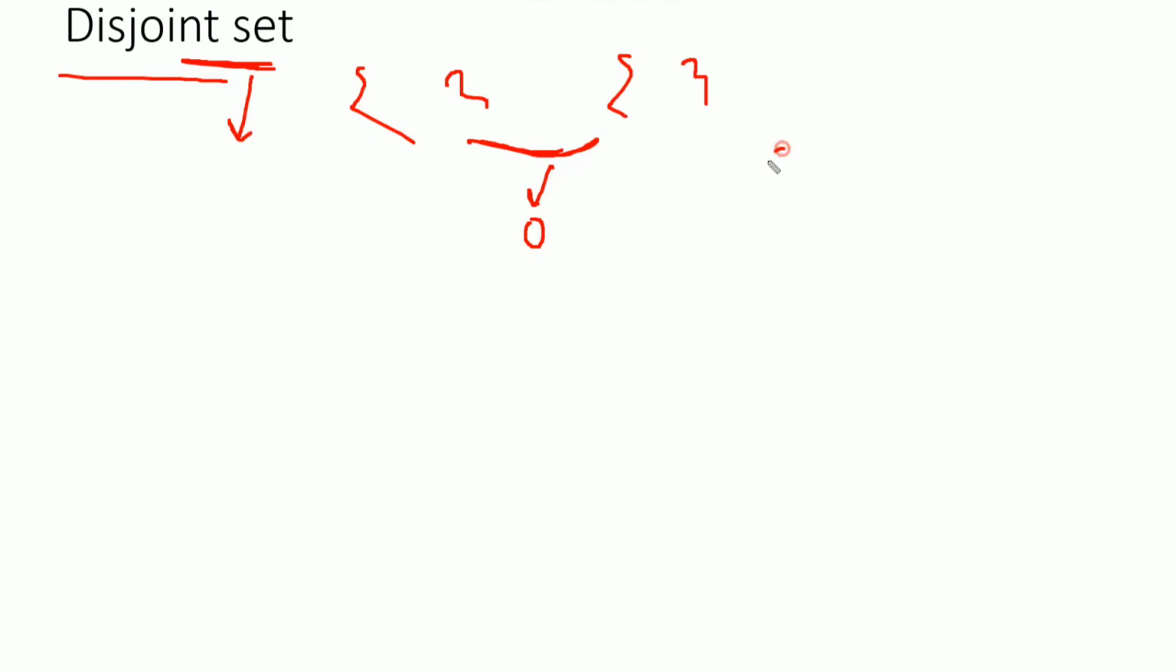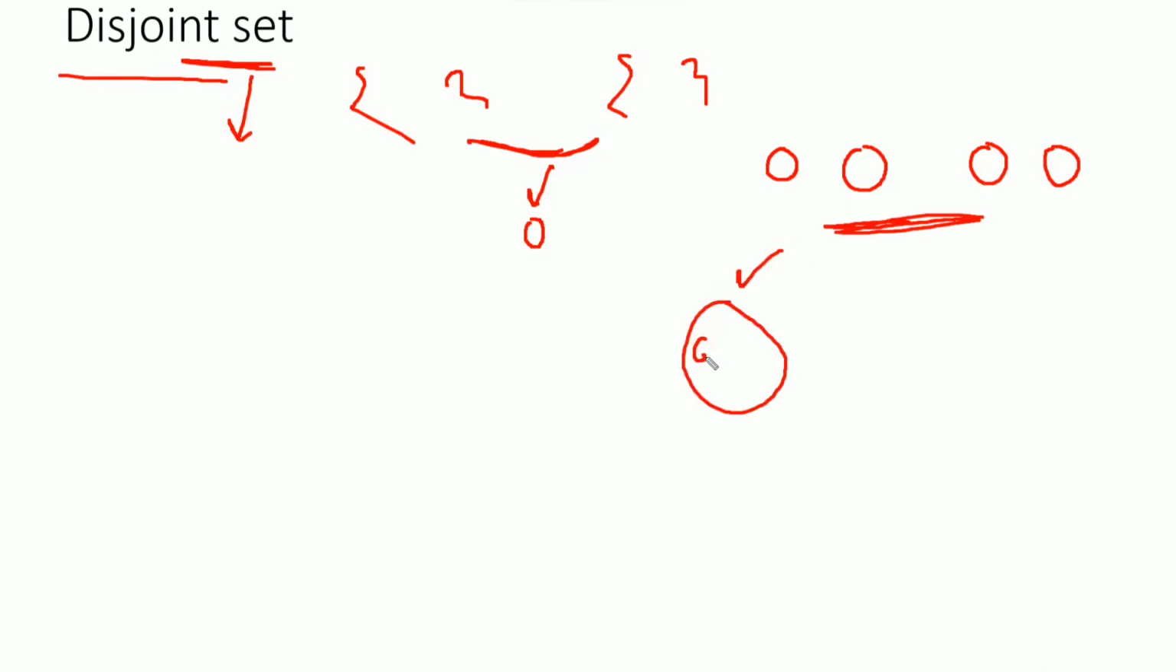Similarly, suppose this is data 1, data 2, data 3, and data 4. We need to partition this data into different groups. Suppose this is group 1 and this is group 2. Each group will have its representative that will represent the group. So this is known as the disjoint set data structure.